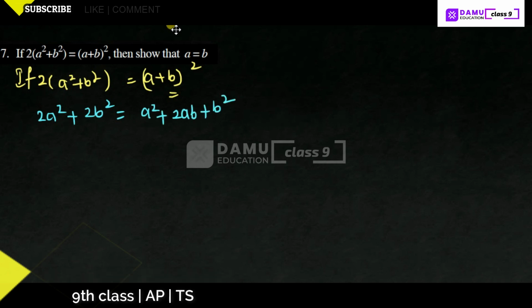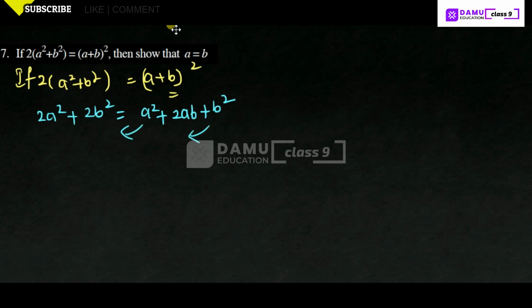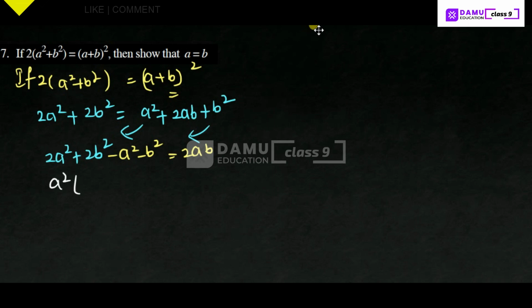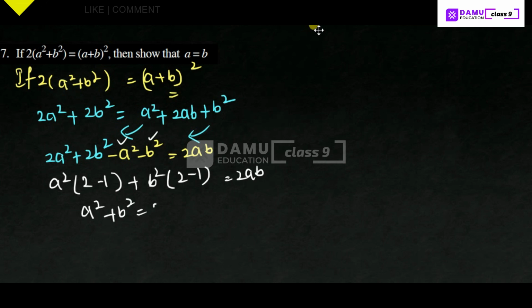So shift all the terms to this side. Let's take 2a square plus 2b square minus a square minus b square, then minus 2ab, right, like this. Then 2a square minus a square: take a square common, 2 minus 1, plus b square, take common 2 minus 1, and where from here I am getting that, it is 2ab. So 2 minus 1 will be a square plus b square, which will be equal to 2ab. So let's take 2ab. So a square plus b square will be equal to 2ab.